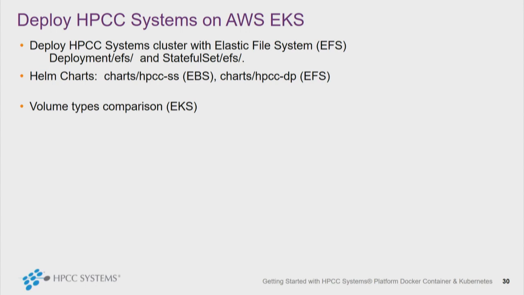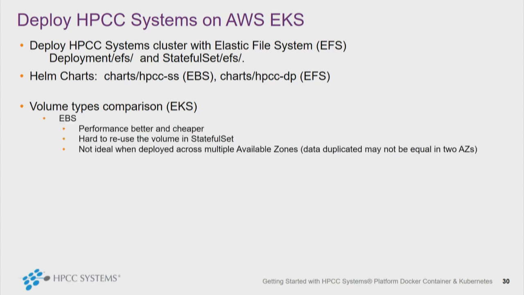Let's compare the EBS with the EFS. The EBS performs better and is cheaper, but it's hard to reuse because when you cross availability zones, it's really a bit hard, because when you have a pod, you must have a volume in the same zone. If you have a different zone, then it will be hard to reuse them. And also multiple volume zones probably don't benefit the HPC case because we can't guarantee the data can be identical on both zones.